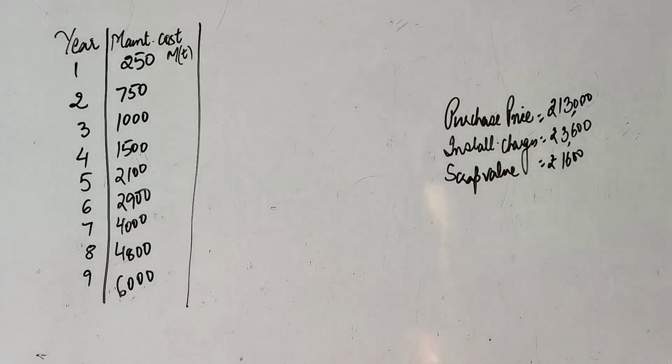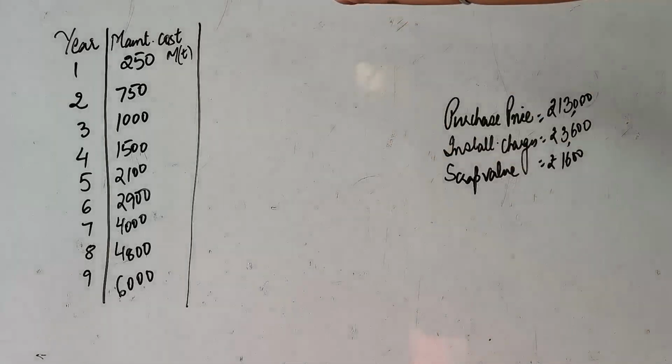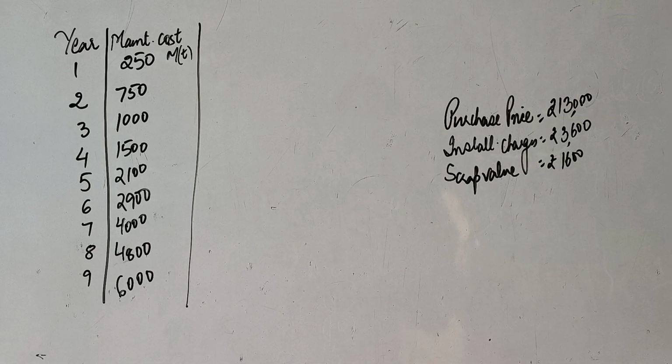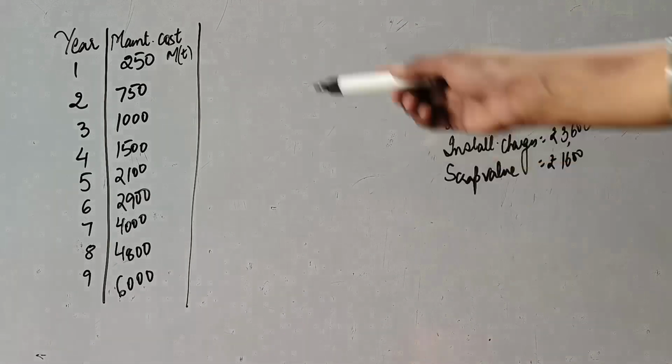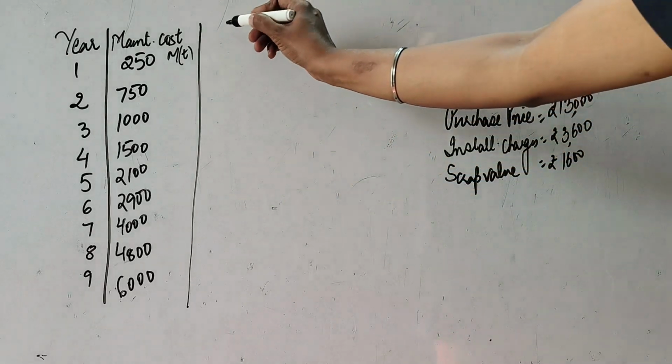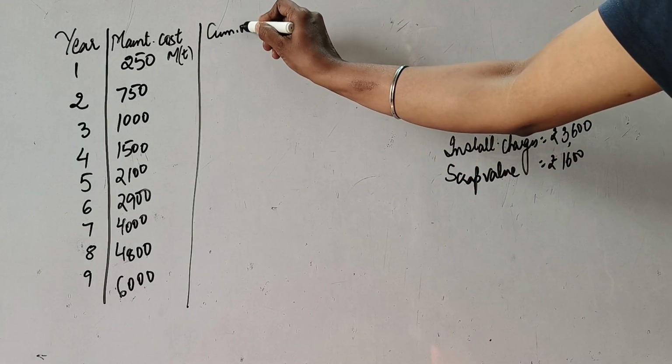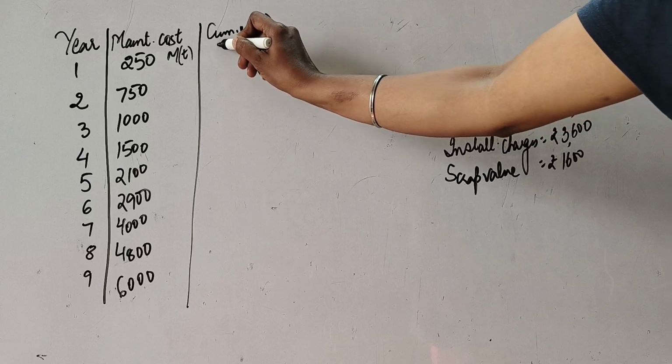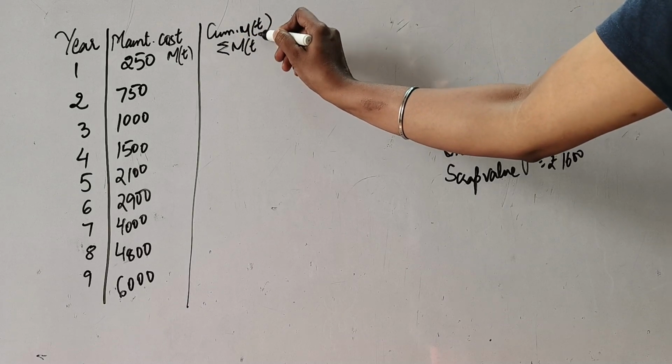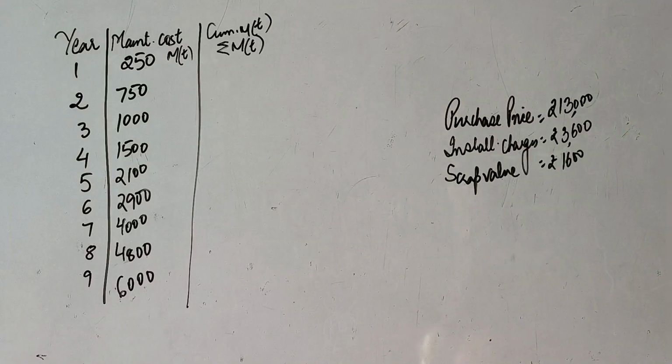In this table, we will be calculating the optimal replacement period. So you can write above the table: calculation of optimal replacement period. So this is the maintenance cost given. First of all, what you have to do is calculate the cumulative maintenance cost, that we will write as sigma MT. So you will cumulate this year by year.